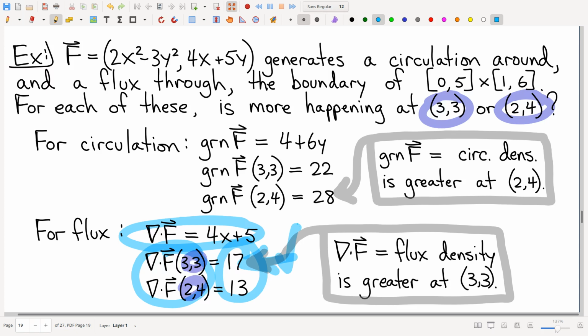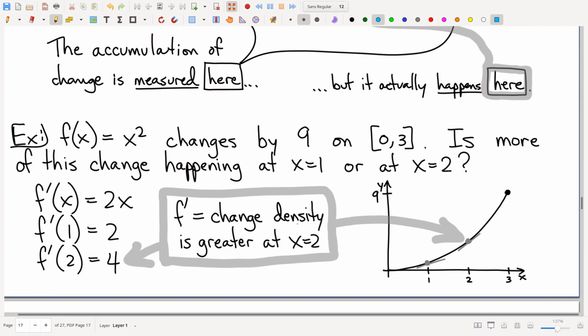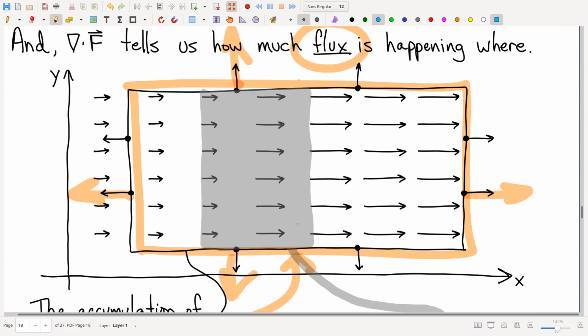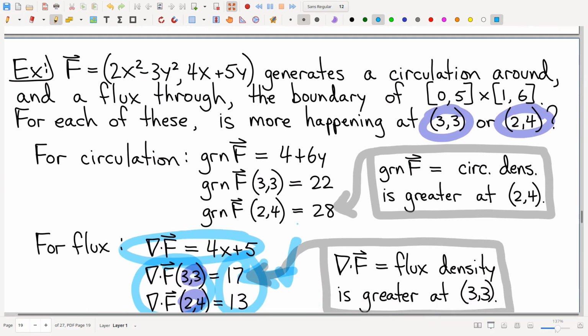So there's more flux happening at 3,3 than there is happening at 2,4, where the divergence is lower. The divergence tells you where the flux is happening. Just like the derivative here, the derivative tells you where the change is happening. And then analogously, and I think we're going to be out of time, but analogously, Green's operator will tell you how much of the circulation you're interested in is happening in the vicinity of these 2 points. Again, just look and see which one is greater. The Green's operator tells you where the circulation is happening.